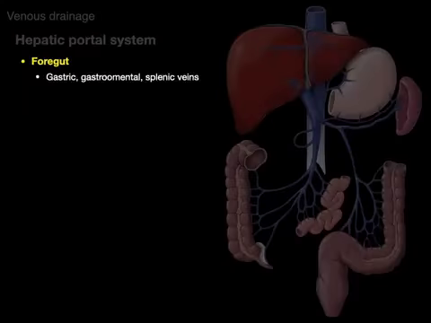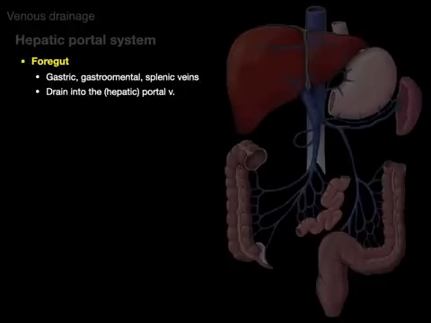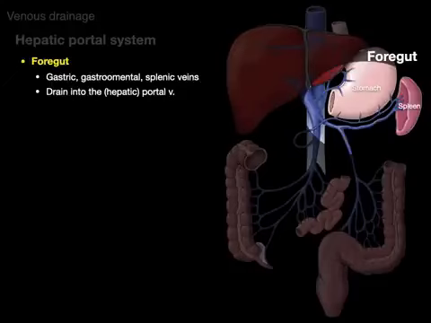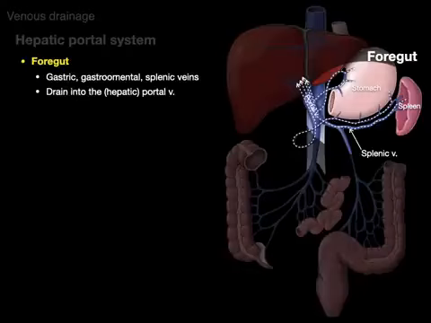So the foregut, through the gastric, gastroomental, and splenic veins, and they all drain into the hepatic portal vein. So there's the foregut with the stomach and spleen, though there's other organs. I'm just going to focus on those two. And you have the splenic vein, and there's the portal vein, and you see all those veins that are draining the stomach and the spleen all end up going to the portal vein, which drains into the liver.